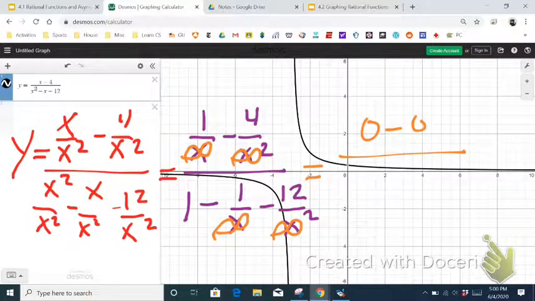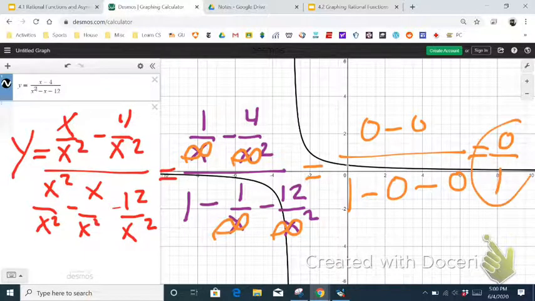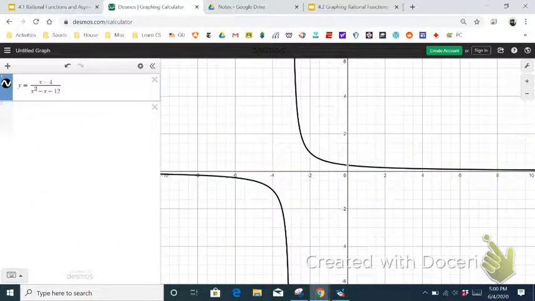1 minus 1 over infinity, that's going to be 0. And then 12 over infinity squared, that's going to be 0. All this simplifies to 0 over 1. So by plugging in infinity, we're seeing what happens as x approaches infinity, and we see that y is going to approach 0. That's a proof of why the horizontal asymptote is going to be the x-axis for rational functions where the denominator has a bigger degree.